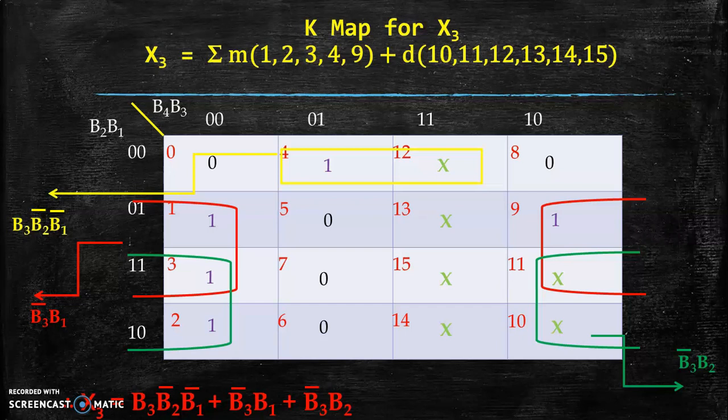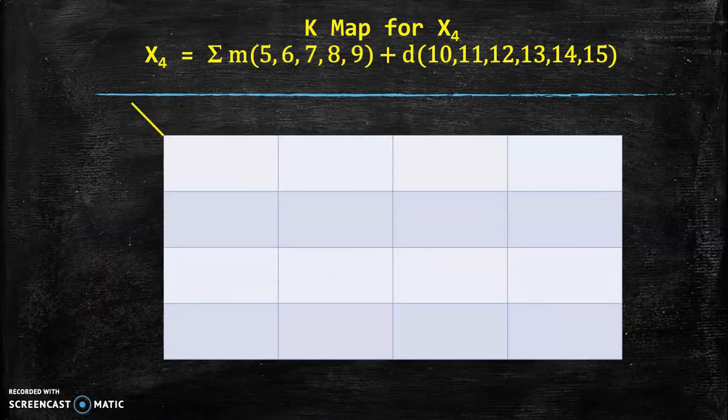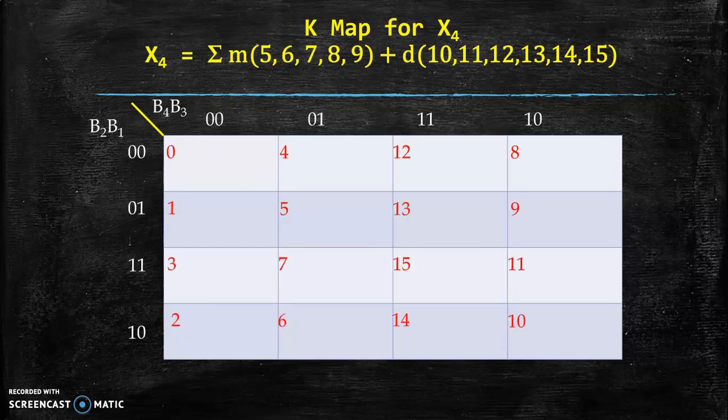And in the same way, we can prepare the K-map for x4. Same process: we write the input variables. We give a decimal number to each cell from 0 to 15. We write 1 as per the given min terms, and those are 5, 6, 7, 8, 9. We put a cross sign for the don't care conditions, that is 10, 11, 12, 13, 14, 15. In all remaining cells, we put 0.